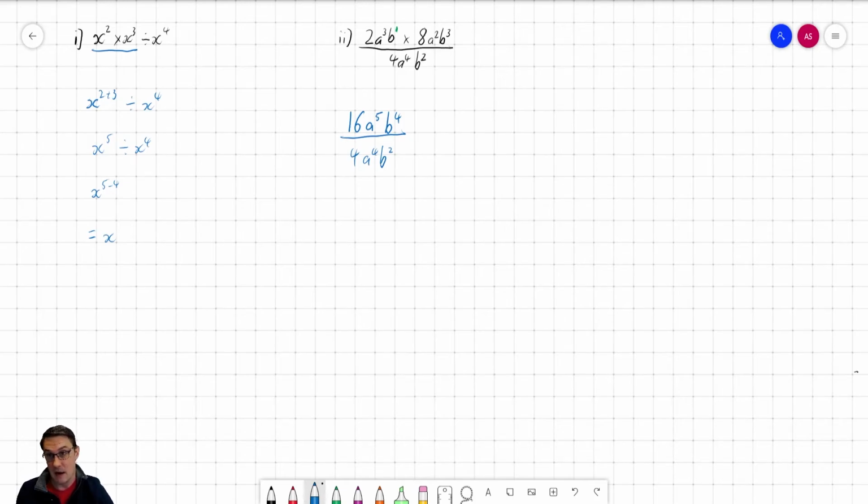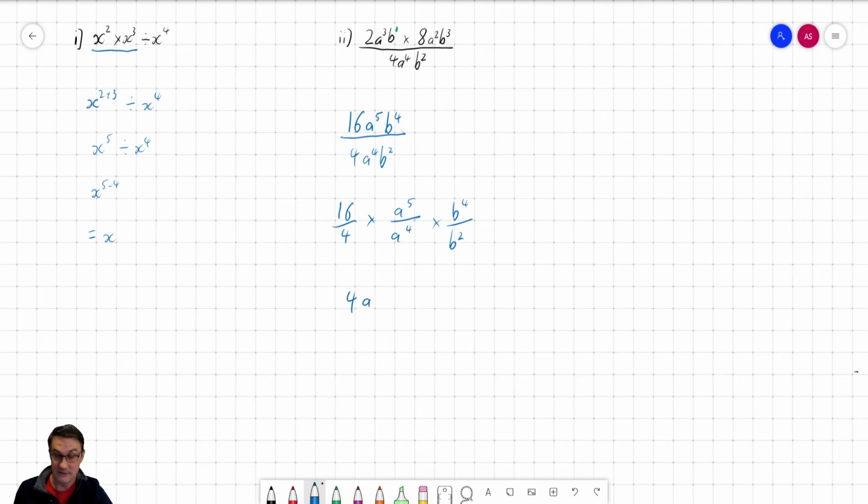So from here, now what I want to do is I want to focus on just these two components together. So again, break it into parts. I'm going to deal with just the numbers first. So that's going to be 16 over 4. I'm going to break it into its parts, times a to the power of 5 over a to the power of 4 times b to the power of 4 over b to the power of 2. So as I work through this component of it, 16 divided by 4 is 4. So I can work that part out.